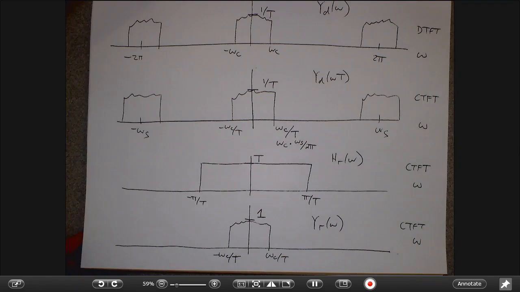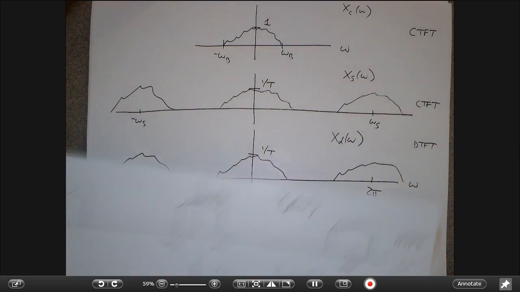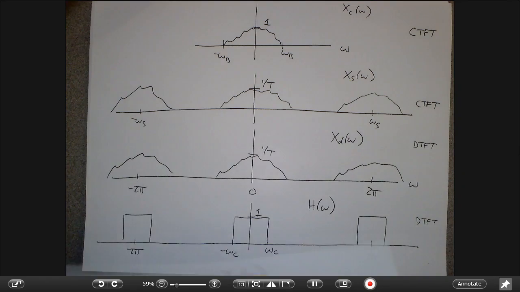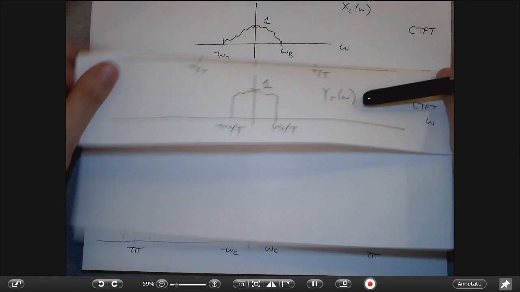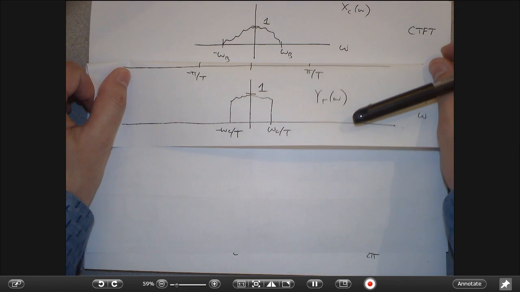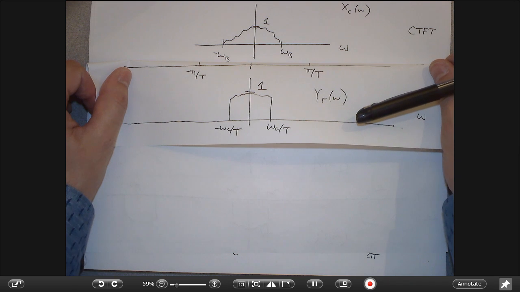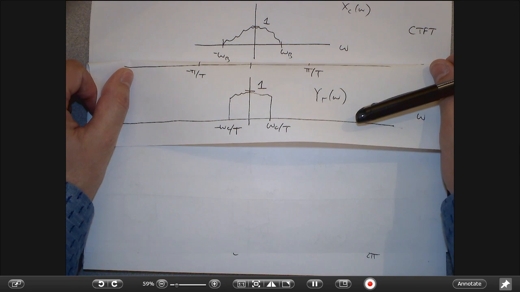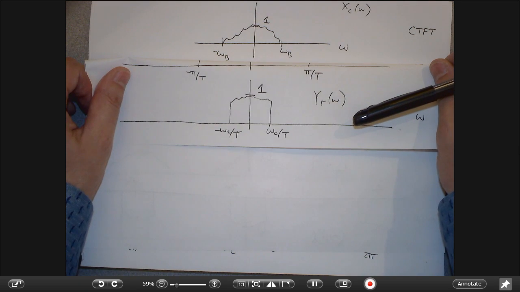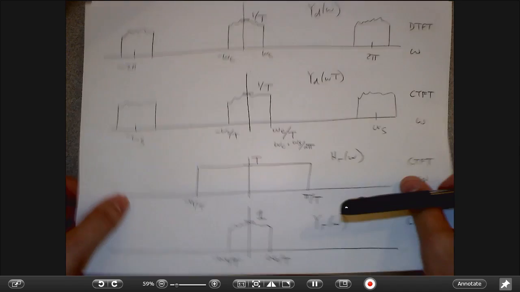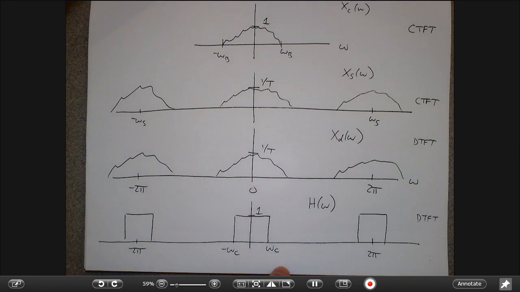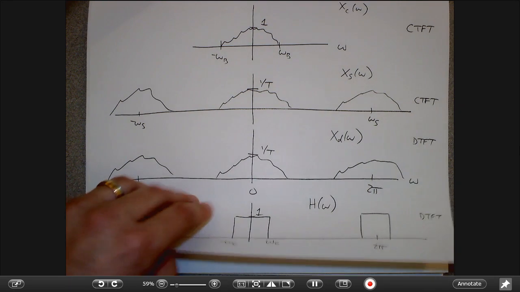And so now if I compare the beginning to the end, I started with this, and I ended up with this, right? And so you can see that what I did was I effectively filtered this continuous time signal as if I was applying a continuous time low-pass filter that had a band edge of omega c over T. And so that's just a recapitulation of the whole thing I talked about.